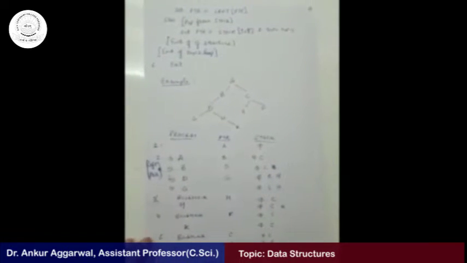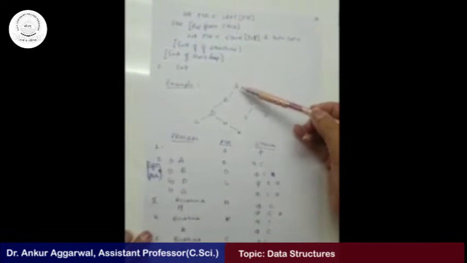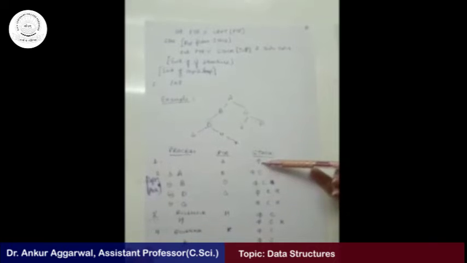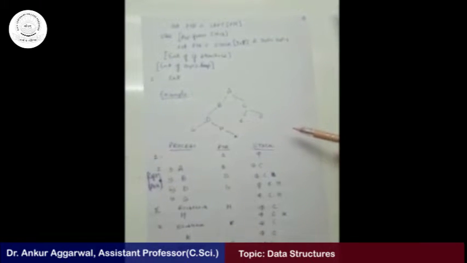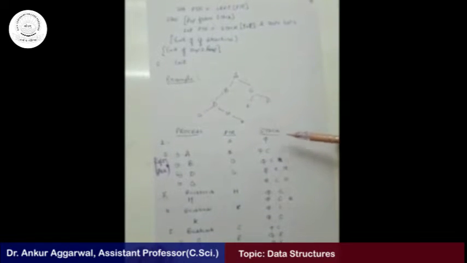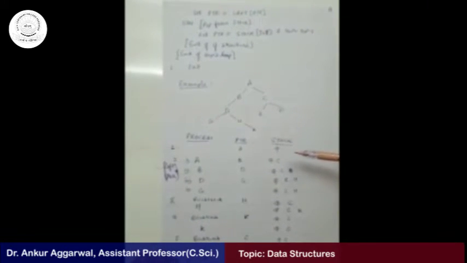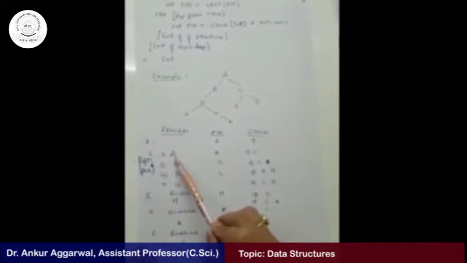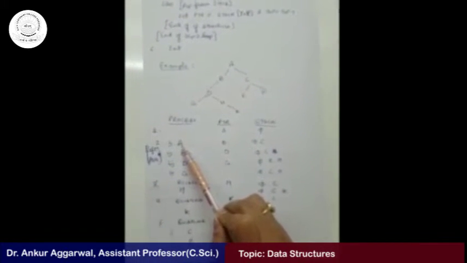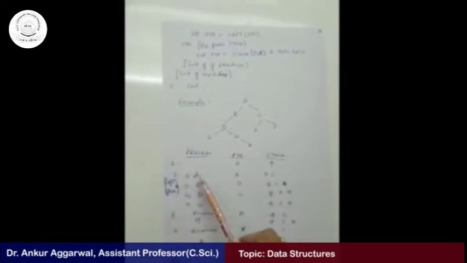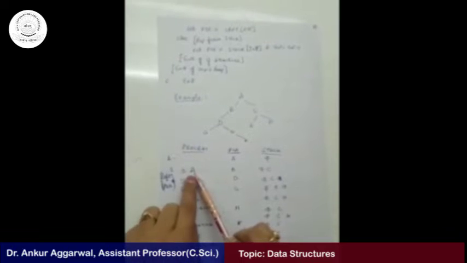In the first case, when we start processing, the pointer will be at the root node. So the pointer is at root node A and we have Phi in the stack. It means that there is nothing in the stack. Then we start processing the root node first. So we first process the A node because the process here is root, left, right. So we have to process the root and here we process A.